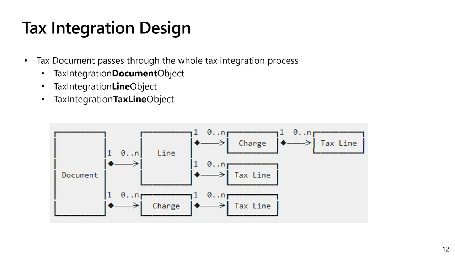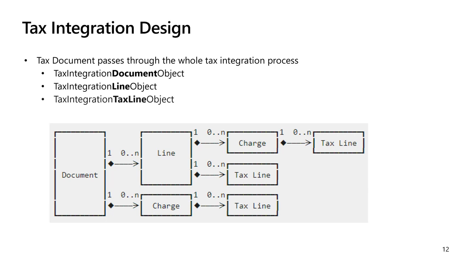Each tax line means one tax code with a tax amount. You will see that the tax lines can belong to a line charge, can belong to a line, and also can belong to the charges. So overall, these are the major objects you will be dealing with.